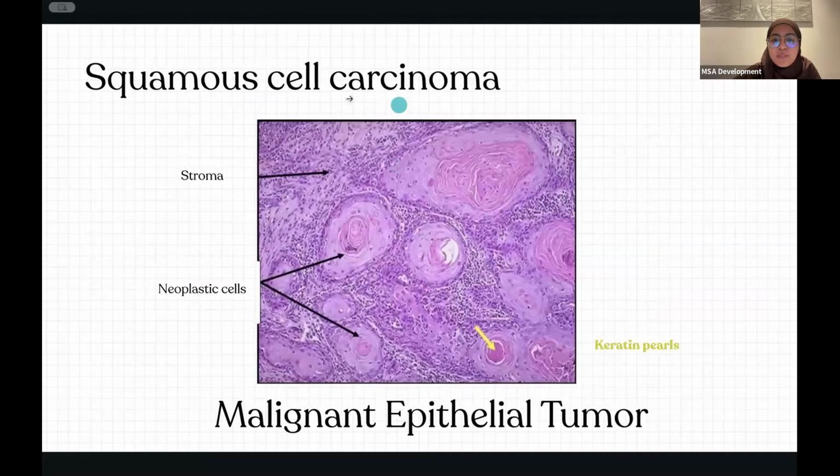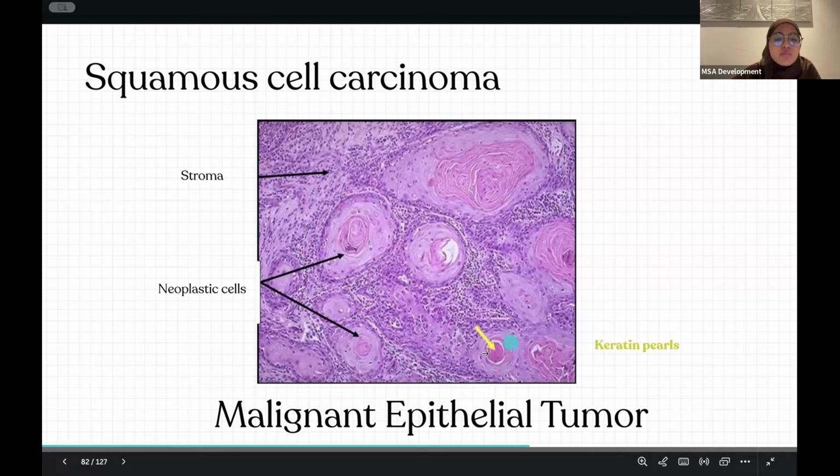Squamous cell carcinoma is malignant. When you see carcinoma, that's usually a malignant tumor. And how do you know it's squamous cell carcinoma? They usually have keratin pearls, as you can see here. They have neoplastic cells and stroma. So this is malignant. The most differentiating feature is the keratin pearls. Remember that.